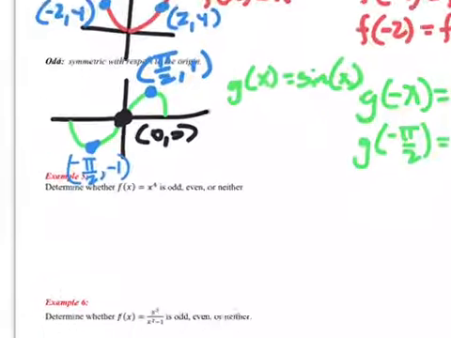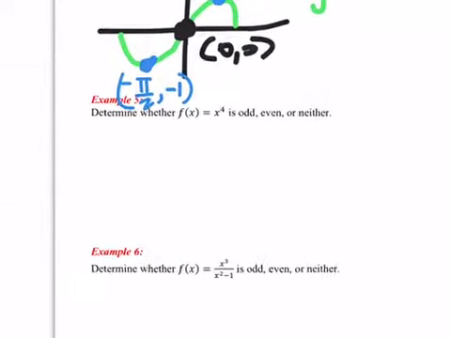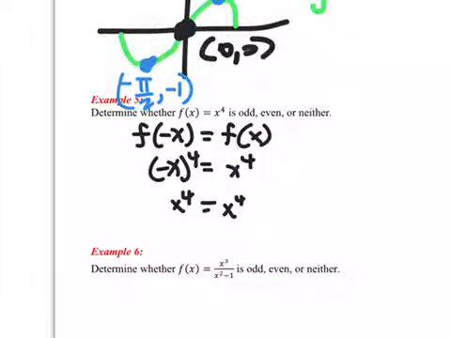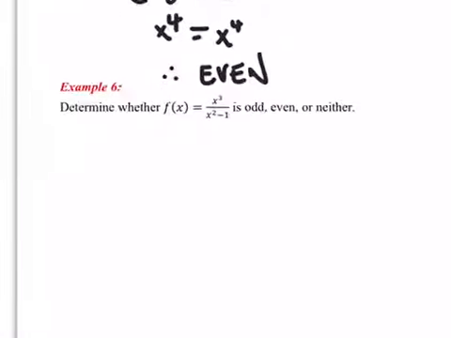So determine whether f of x equals x to the fourth is even, odd, or neither. Well, it's pretty easy. What I do is I determine, is this equal to this? Well, I know what f of x is. It's x to the fourth. So what would negative x to the fourth be? Well, it'd be x to the fourth. Therefore, that would be even. All right, that checks. Let's check this one.